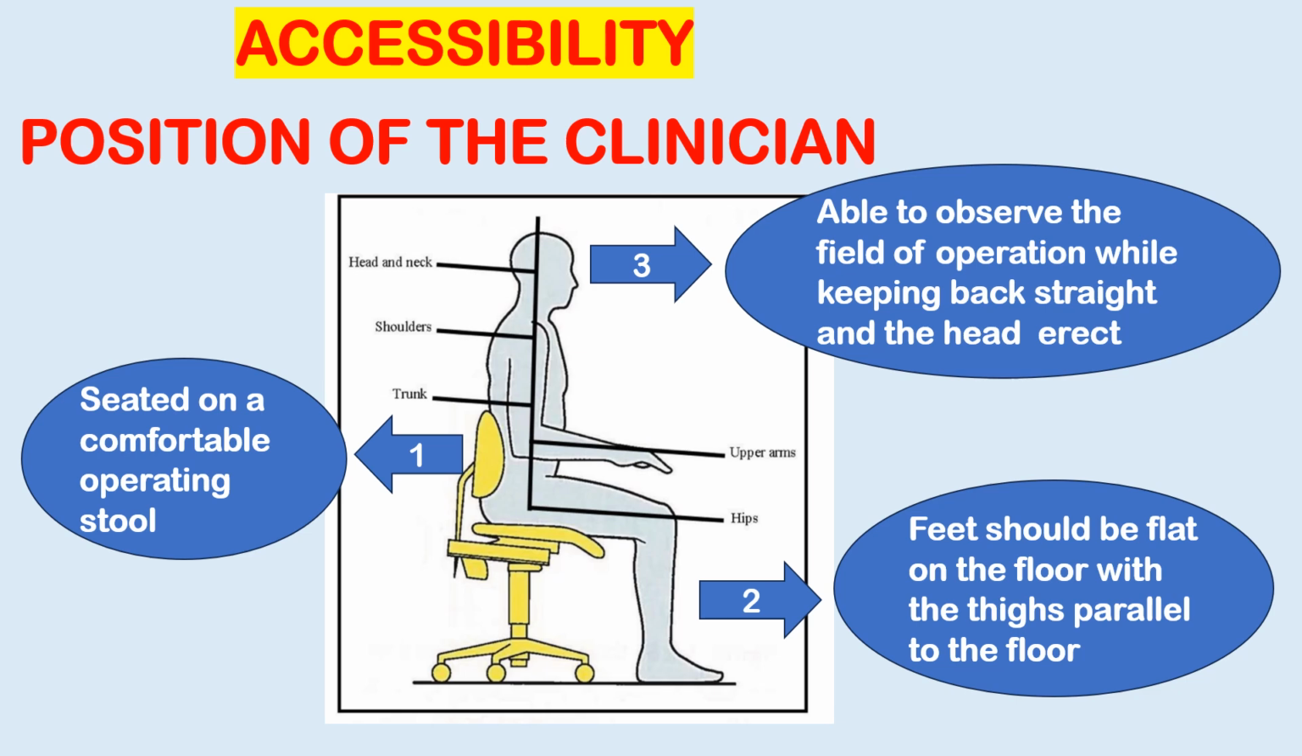So let's discuss the first component, accessibility, which is the position of the clinician. Firstly, the clinician must be seated comfortably on the operating stool. Secondly, the feet of the clinician should be flat on the floor with the thighs parallel to the floor. Thirdly, the clinician should keep his back straight and the head erect and be able to observe the field of operation clearly.